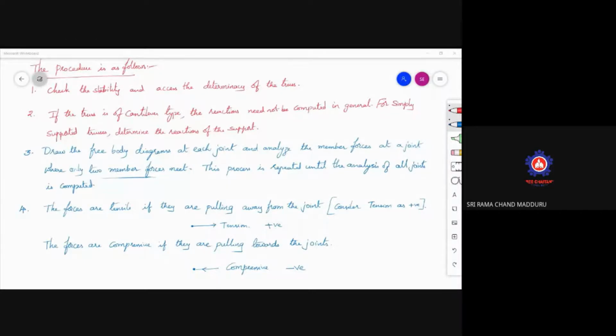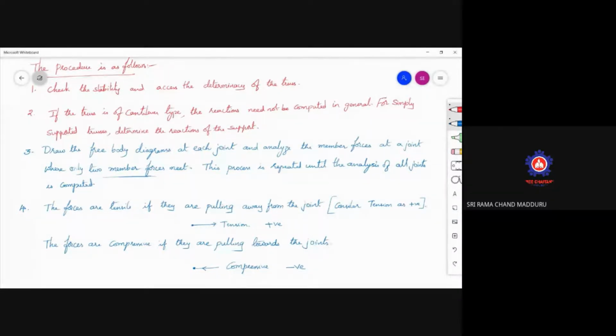If it is a cantilever, there is no need to calculate any reactions. If it is a simple supported truss, then for the simple supported truss, you calculate the reactions of the support. Then we have to consider the free body diagram where the unknown forces are 2. The meaning is where the unknown forces are 2 or less than 2.